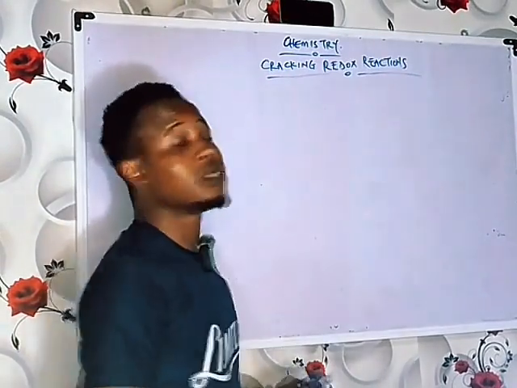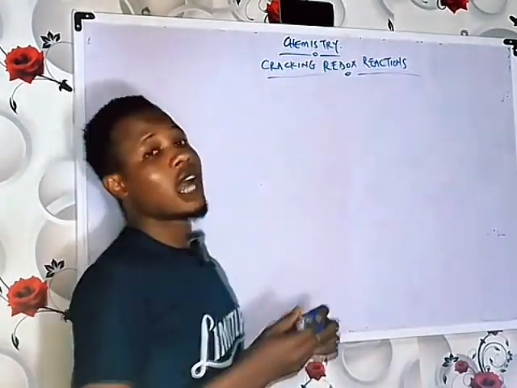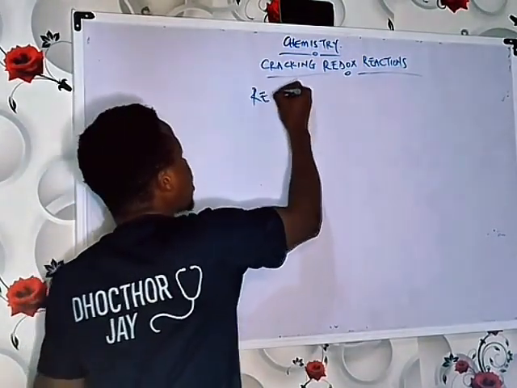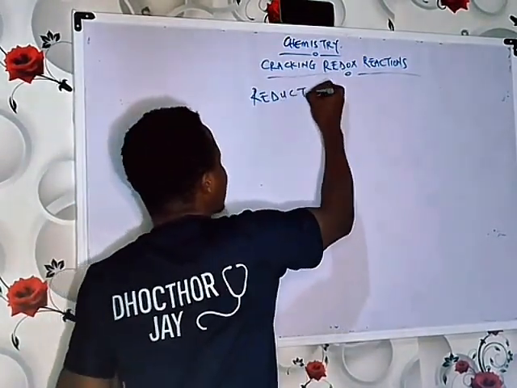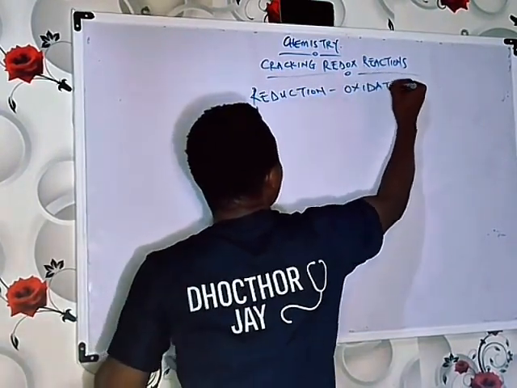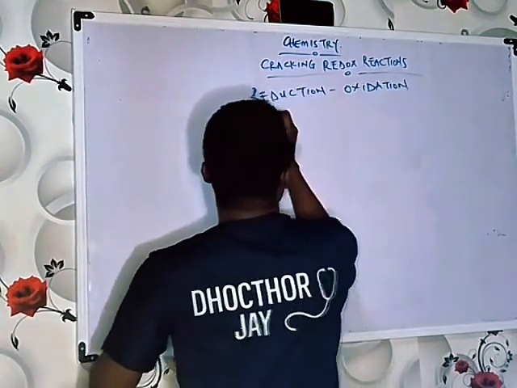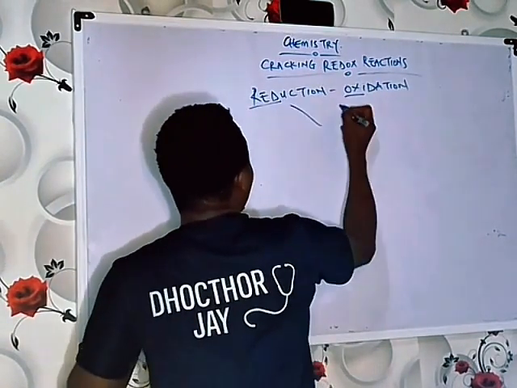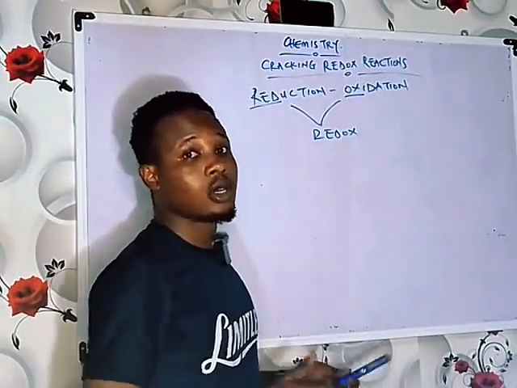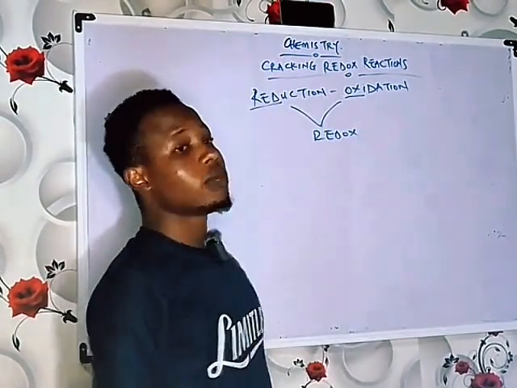Of course, what do we mean by redox? You must have been hearing about that and wondering what that means in your textbook. The word redox is an addition of two types of reaction: reduction, oxidation. That's how we form the word redox. That's how we came about the word redox reactions. So what do we mean by redox reactions?